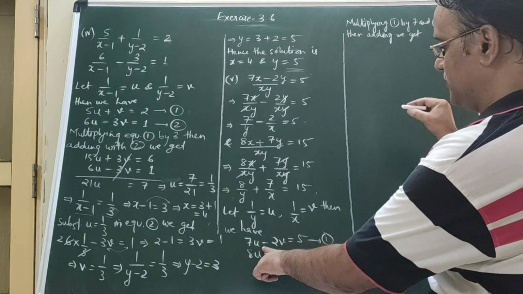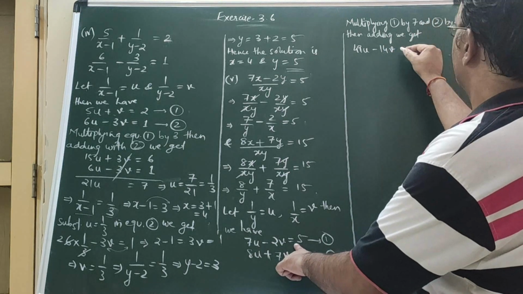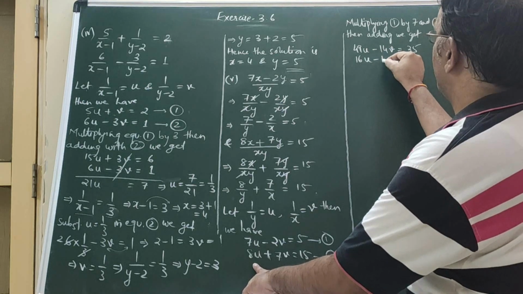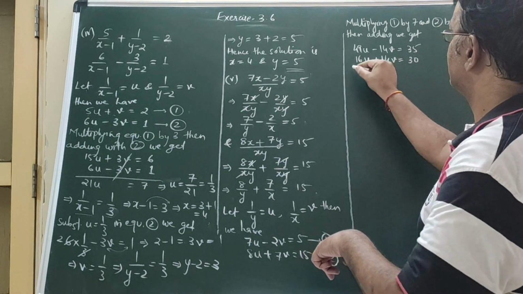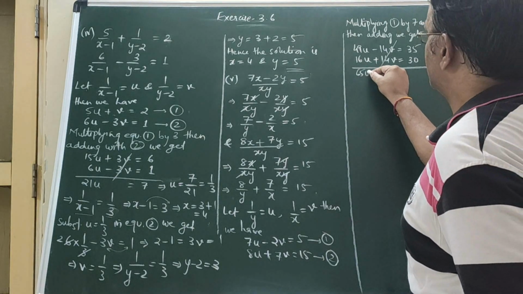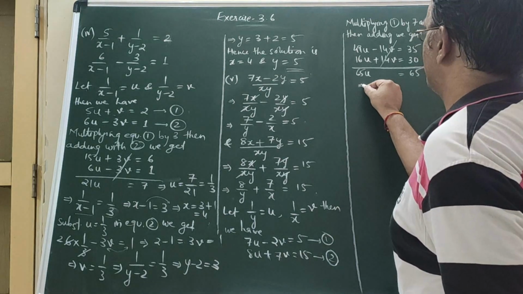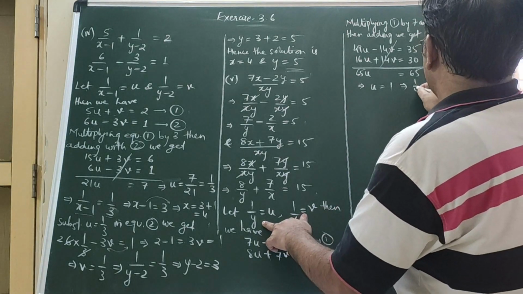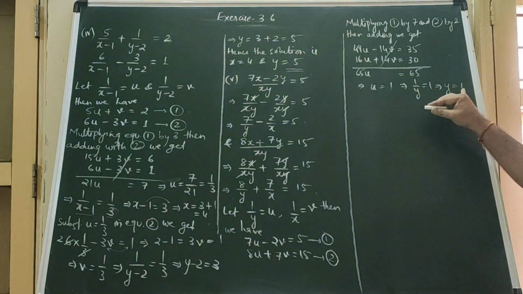so यहाँ 7 से इंटू कर रहे हैं हम लोग, 49u minus 14v is equals to 35. Here 2, 16u plus 14v is equals to 30, right? So this will be cancelled. We'll get 65u is equals to 65 and u is equals to 1. So u क्या था? What was u? 1 upon y. So y is equals to 1. We got the value y is equals to 1.